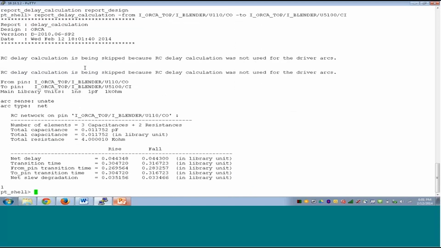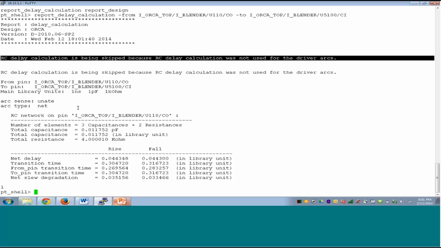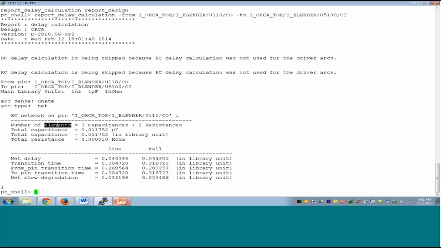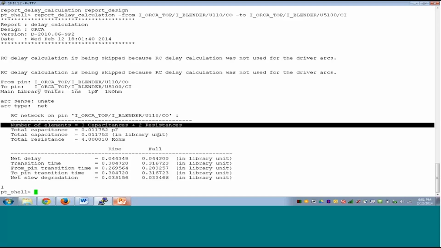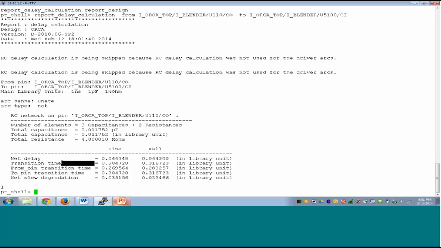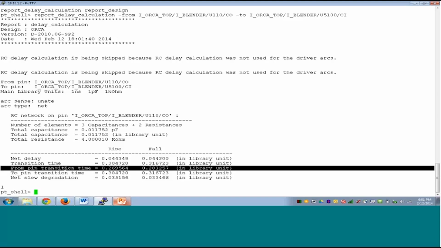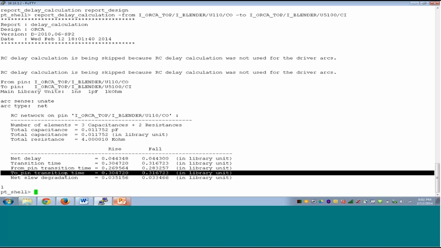Now here I'm not sure what this message is, but because the RC delay calculation is not used... Looks like there is some delay calculation because there are some caps and resistances, so it will tell what is the net delay, what is the transition time, from pin transition time to pin transition time, and so on.